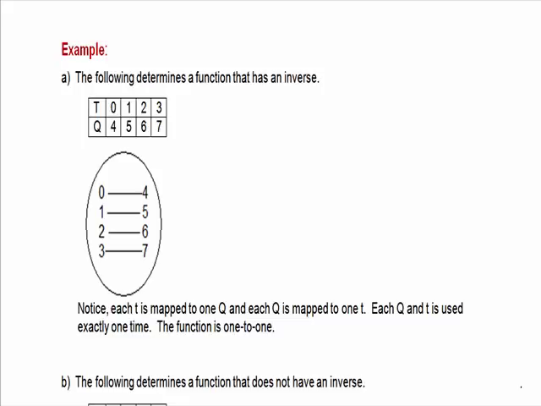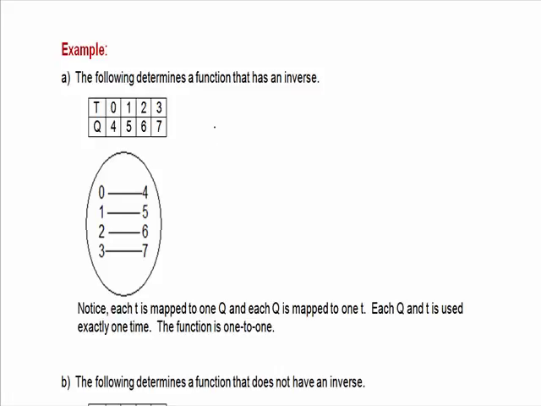Let's take a look at some examples to illustrate having an inverse or not having an inverse. So suppose we have the following table. The table is going to determine a function that has an inverse. So I have t, and t is going to have the values 0, 1, 2, 3, and q, which is going to have the values of 4, 5, 6, 7.